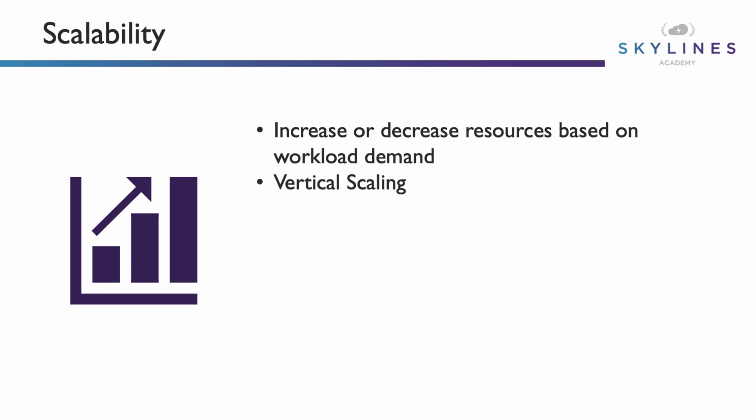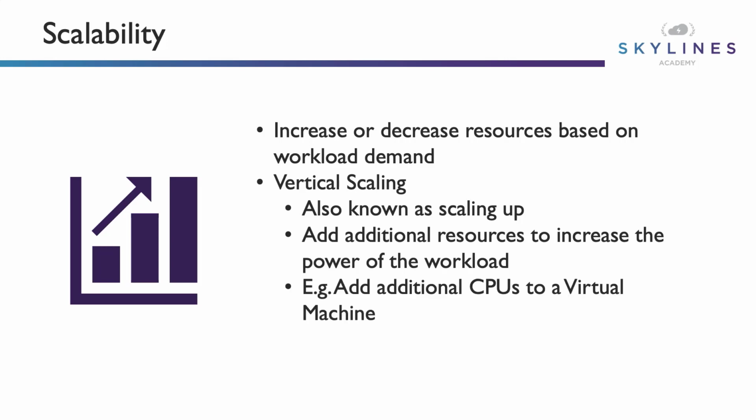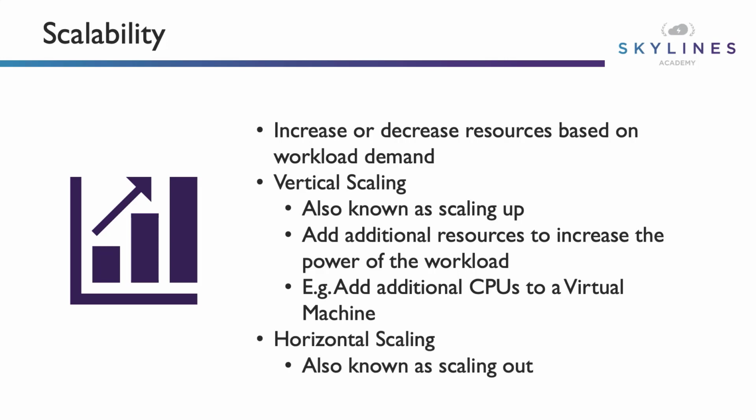And you'll hear the terms vertical and horizontal scaling. Vertical scaling is really around scaling up and potentially down as well, but adding additional resources to increase the power of the workload. And a great example of this is adding additional CPUs to a virtual machine. So think about going from 2 CPUs up to 4. I've got the same workload, the same node, the same virtual machine, but I'm throwing more power at it. Horizontal scaling on the flip side is known as scaling out, and this is where I'm basically adding more nodes. So maybe I've got lots and lots of 2 CPU nodes.